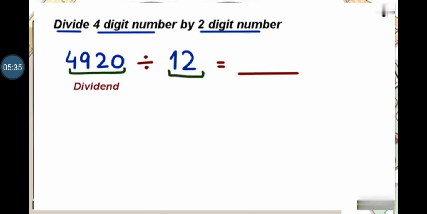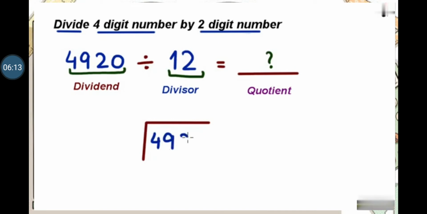Again, you can see that the bigger number is always the dividend, the number used to divide the dividend is the divisor, and the result will be the quotient. Now let's start solving 4920 by 12. Always keep in mind that the dividend is always bigger than the divisor, and we put the dividend inside and the divisor outside. According to the first step, we take the first digit, the highest place value of the dividend, that is 4. You can see that 4 is smaller than 12.